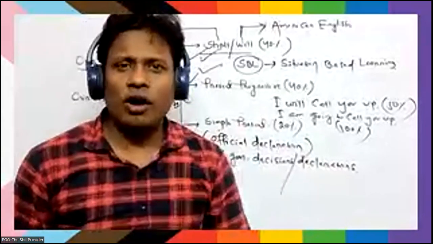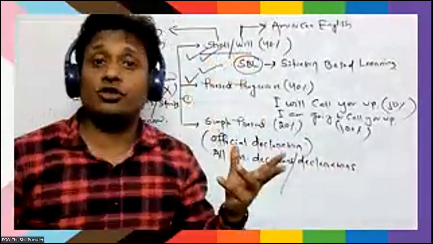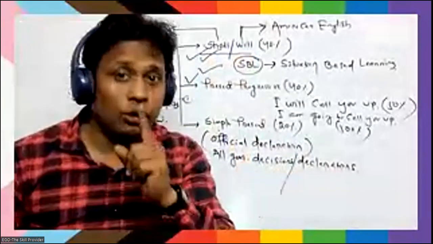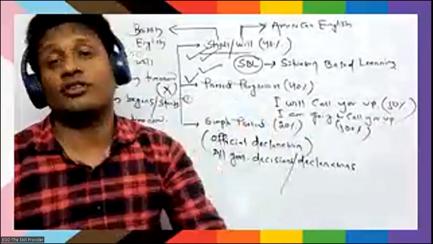Which is absolutely wrong. You are living in a fool's paradise whenever you think that only shall and will refers to future. Shall and will refers to future for uncertain future. Uncertain. You are not sure of something to happen.